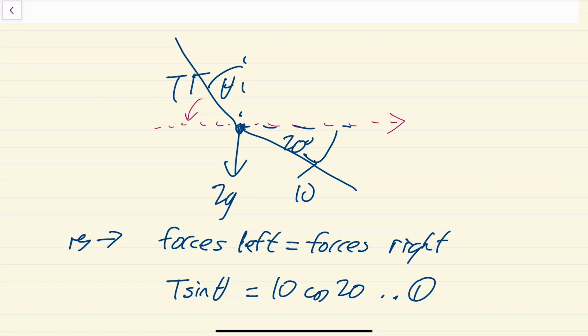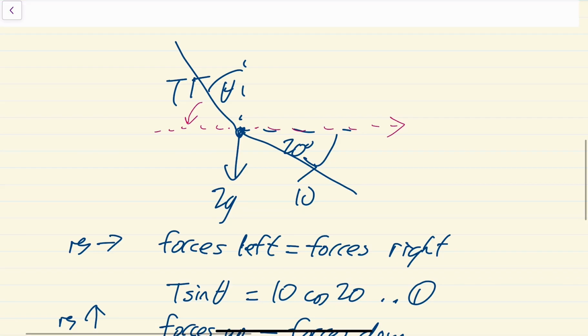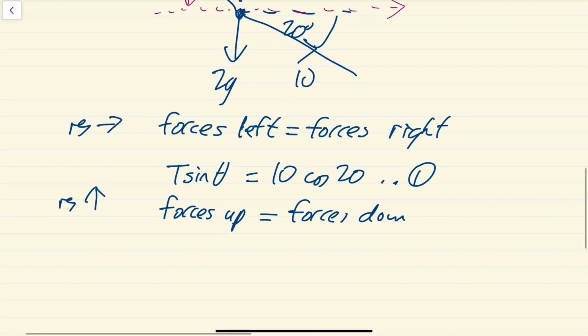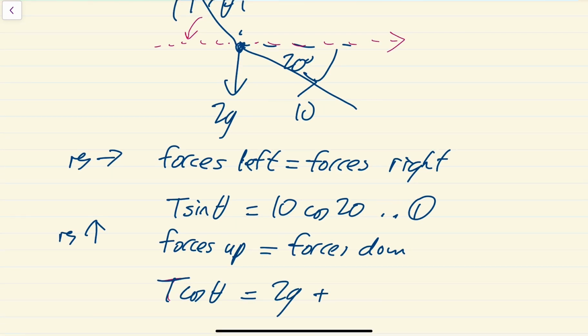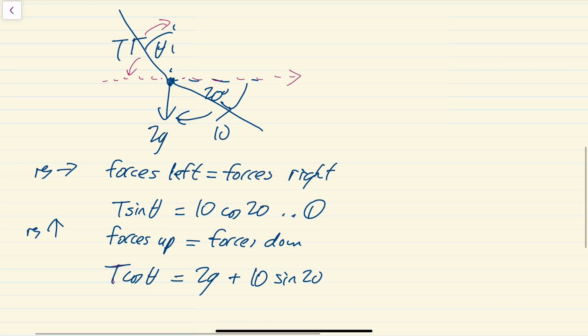Now to find the other one, we're going to have to go vertically. So again, what we're doing is the forces up equal the forces down. So going up, you've got T. You've got this angle, so it's T cos theta. And going down, you've got 2g plus you've got 10 sine 20. And again, you want it to go this direction, don't have the angle, so you've got to use your sine. So that's what you've got when you do those things.